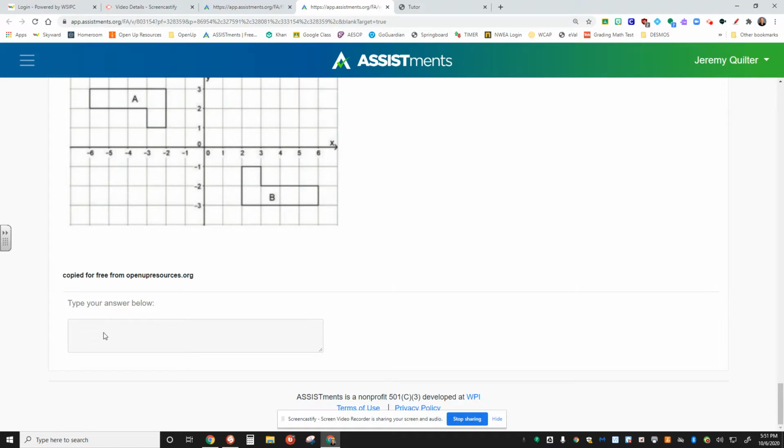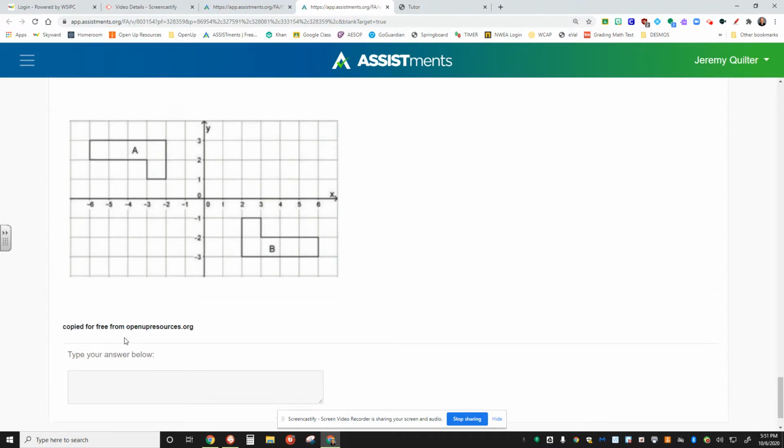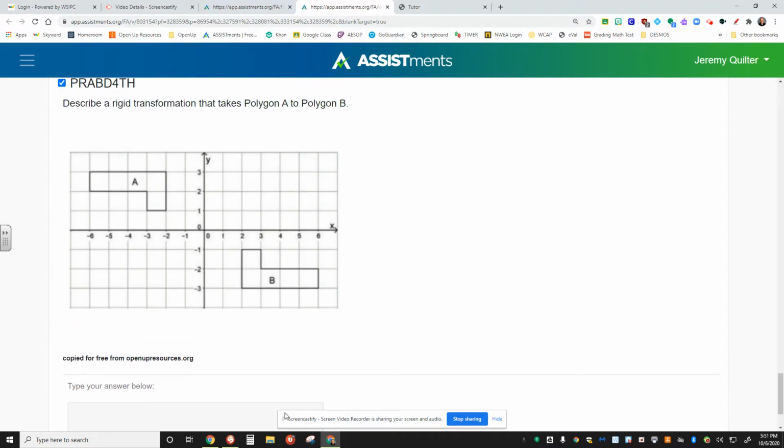Then you'll need to, right here, type in your answer and describe exactly how that works out. That will be the end of your homework.